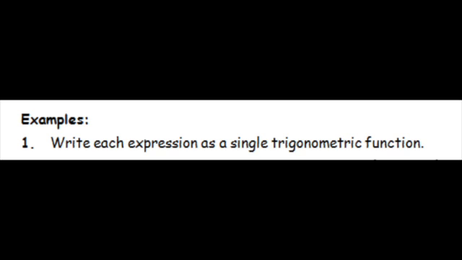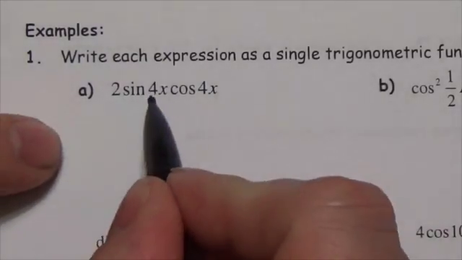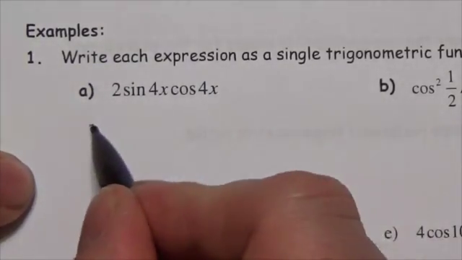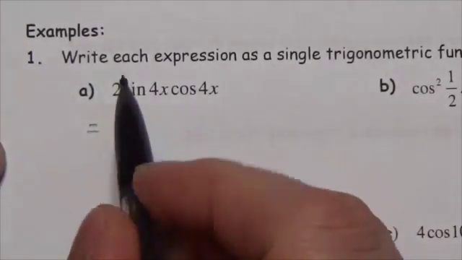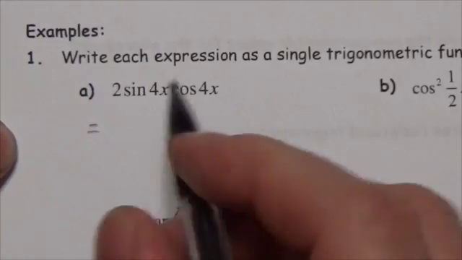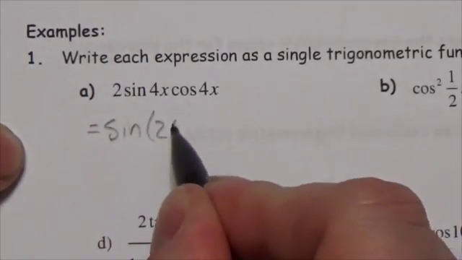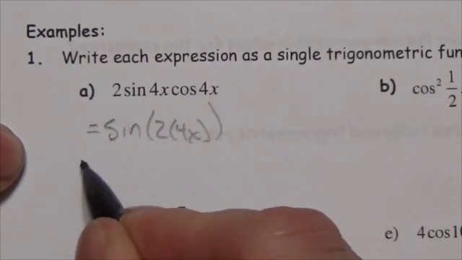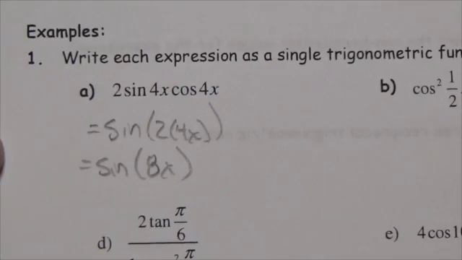Write each of the following as a single trigonometric expression. To start off, we're going to work with 2 sine of 4x cosine of 4x. Notice the pattern here, compare it to what we've seen before. This is the same as 2 sine of angle cosine of angle, which is going to be the sine of twice that angle. So in this case, twice 4x. So this is really just the sine of 8x.